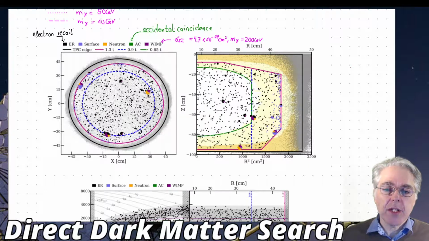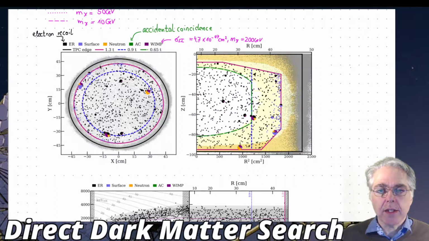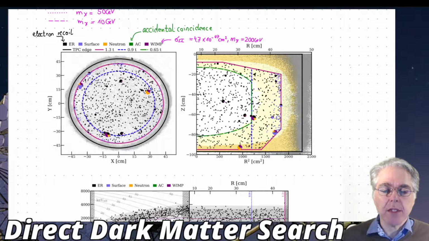So this is color-coded in these little pie charts. So this event here, for example, has 50% probability of being a neutron-type event, but it has some probability to be also a WIMP-like event. It's got a little accidental coincidence probability, and it's got some probability to be just a surface event. And you can also see that this event here, for example, is within the blue circle. The blue circle is the 0.9 ton cut that has been done to select events which are far away from the surface, from the outside of the TPC.